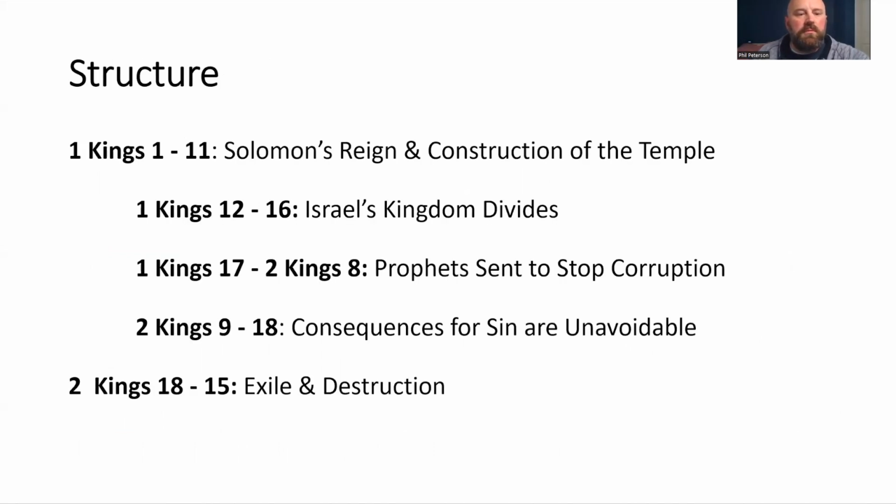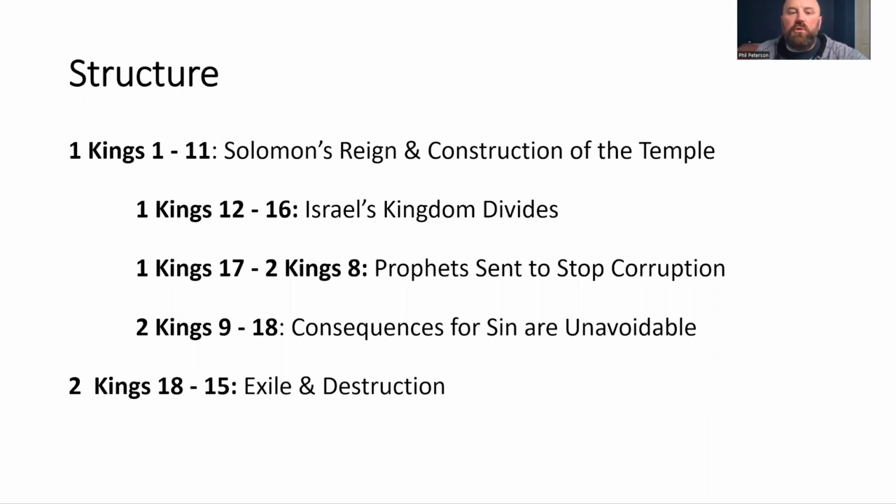A long list of kings will continue the story, beginning and ending in Jerusalem. This is how the story is structured in 5 parts. The top part and the bottom part are the bookends. The top part, the beginning, is Solomon's reign. That's the construction of the temple, 1 Kings 1 through 11. And looking to the ending, that's the second exile and destruction, 2 Kings 18 to 25.